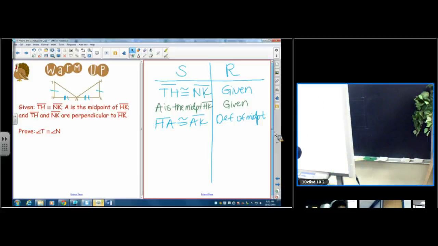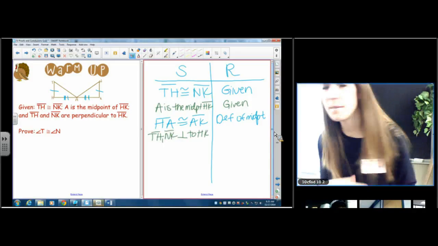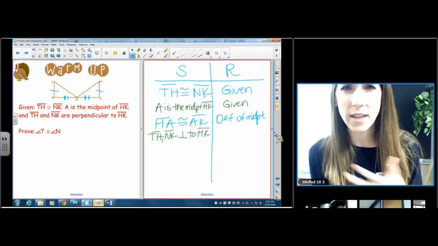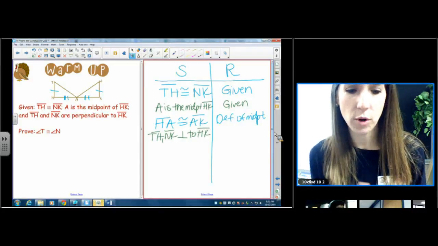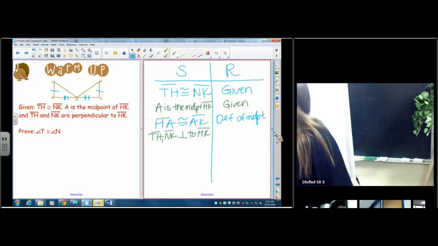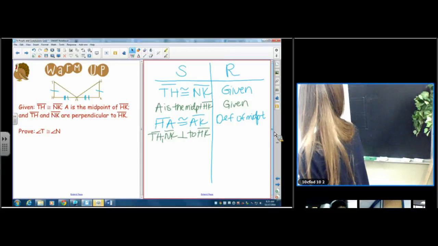Our next given says TH and NK are perpendicular to HK. So sometimes you would write that as 2 separate statements, but if they give it to us as one whole statement, then we're going to write it in our proof as one whole statement. And so that is given.